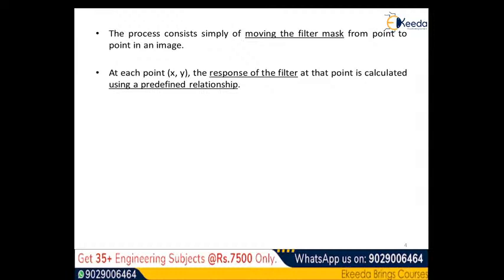So by operating with the help of the filter mask, it is supposed to generate a response to that particular filter, or response to that of the template here, and this response is generated by using a predefined relationship. So while designing this particular spatial filter, we have to develop the logic of in what way it is supposed to generate the intensity level of the output pixel for the output image here.